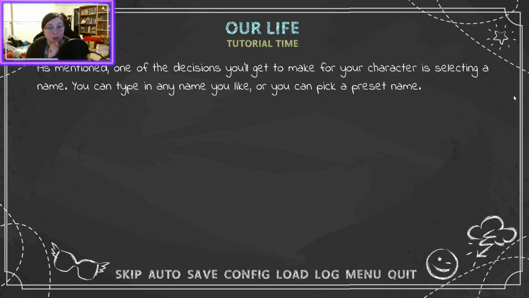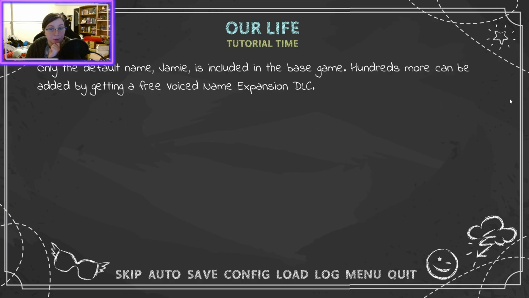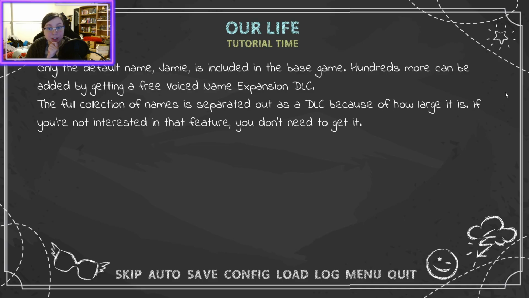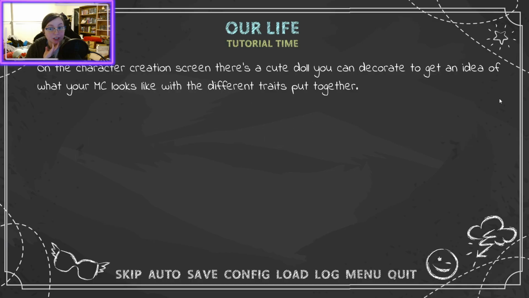As mentioned, one of the decisions you'll get to make for your character is selecting a name. You can type any name you like, or you can pick a preset name. Preset options are called voice names because the name will be voiced aloud by the romantic lead. You get to hear him say your name as you play through the story. The default name Jamie is included in the base game. Hundreds more can be added by getting a free voice name expansion DLC. The full collection of names is separated out as a DLC because of how large it is. If you're not interested in that feature, no need to get it. Each name in the DLC belongs to or was selected by someone who supported this project.